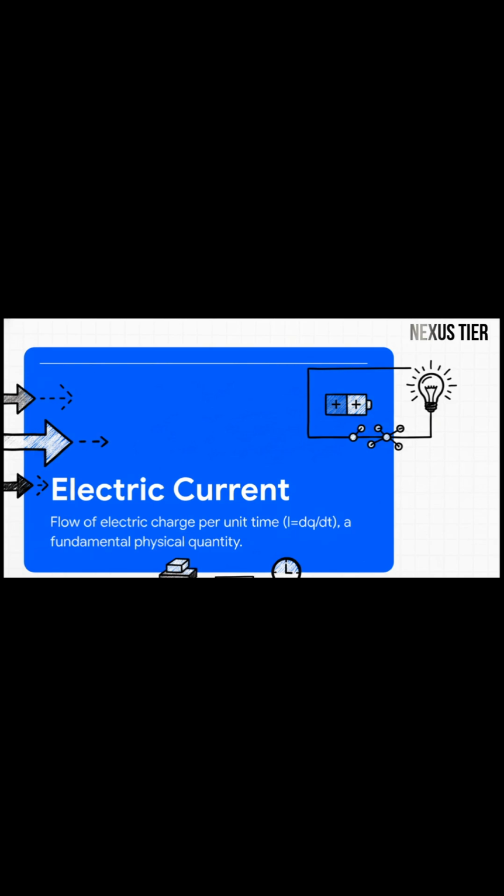But here's a kind of fun fact for you. Even though current obviously flows in a specific direction through a wire, like from a battery to a bulb, it's technically classified in physics as a scalar quantity, not a vector. It's actually one of the 7 fundamental physical quantities, right alongside things like mass and length.